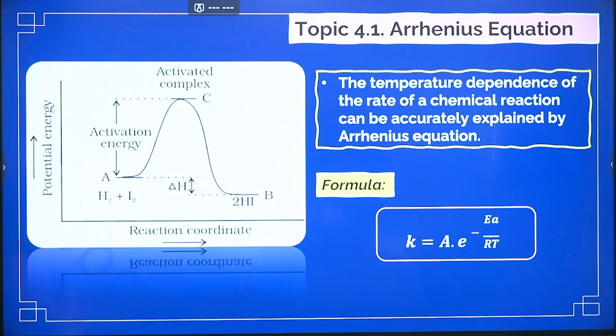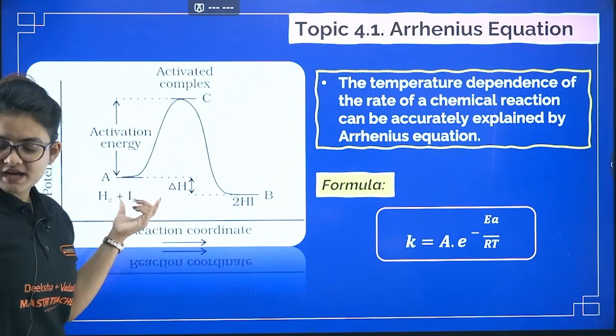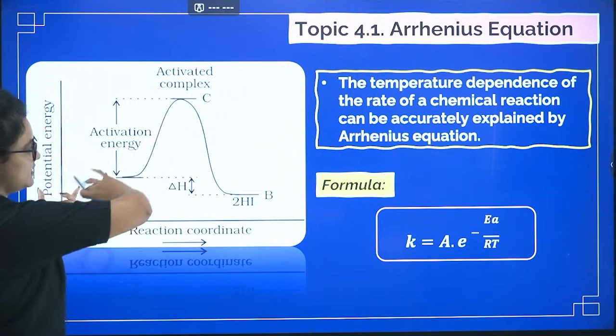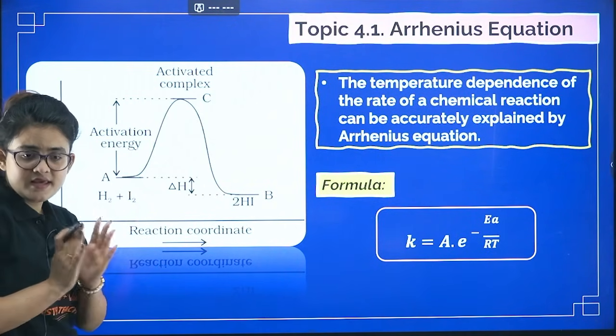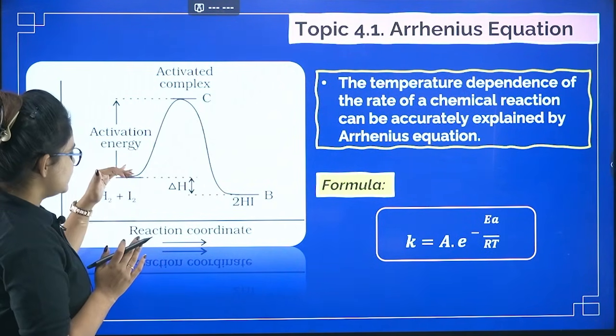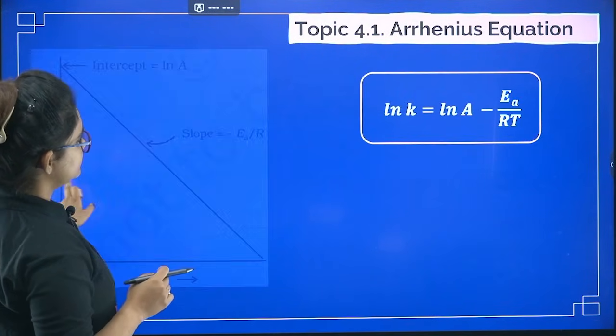For this case, as you can see, first we will see H2 plus I2 reacting, and they will come up to 2HI, right? So in general, reactant concentration should be like this, let me just take a different curve.